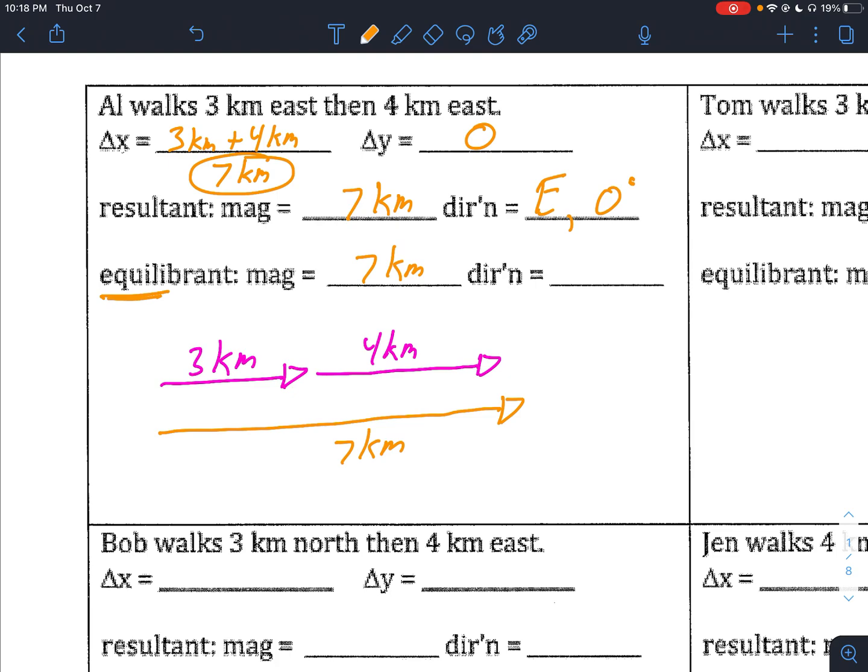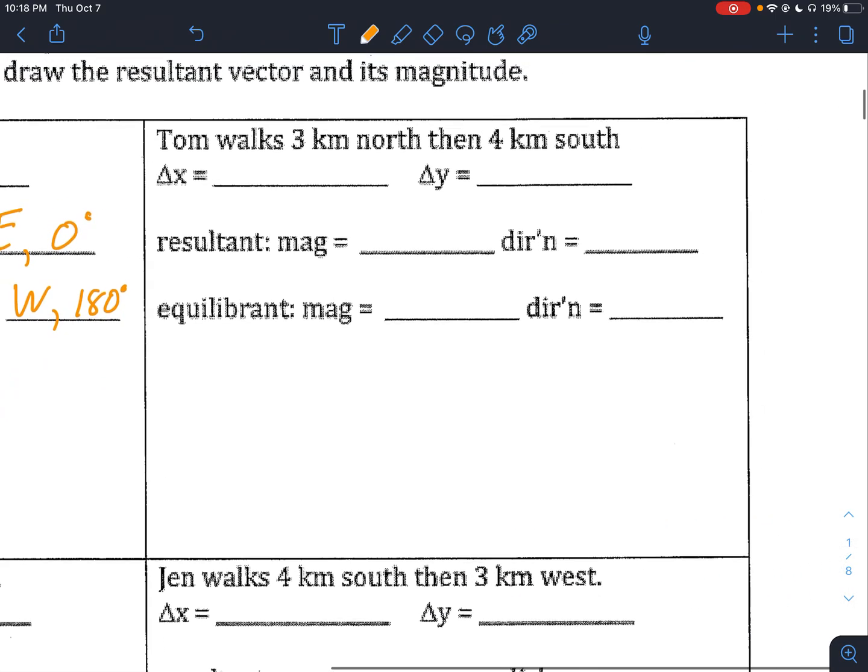So the equilibrium is the same magnitude, so the same distance, if you will, but the opposite direction. So in this case, it would be west or 180 degrees. So if Al understood what an equilibrium meant, he could look at that information and find his way back home. And we'll see that in physics, not only with displacement and walking, but with forces. So if you want to cancel out a force or a momentum or a velocity, we can look at that.